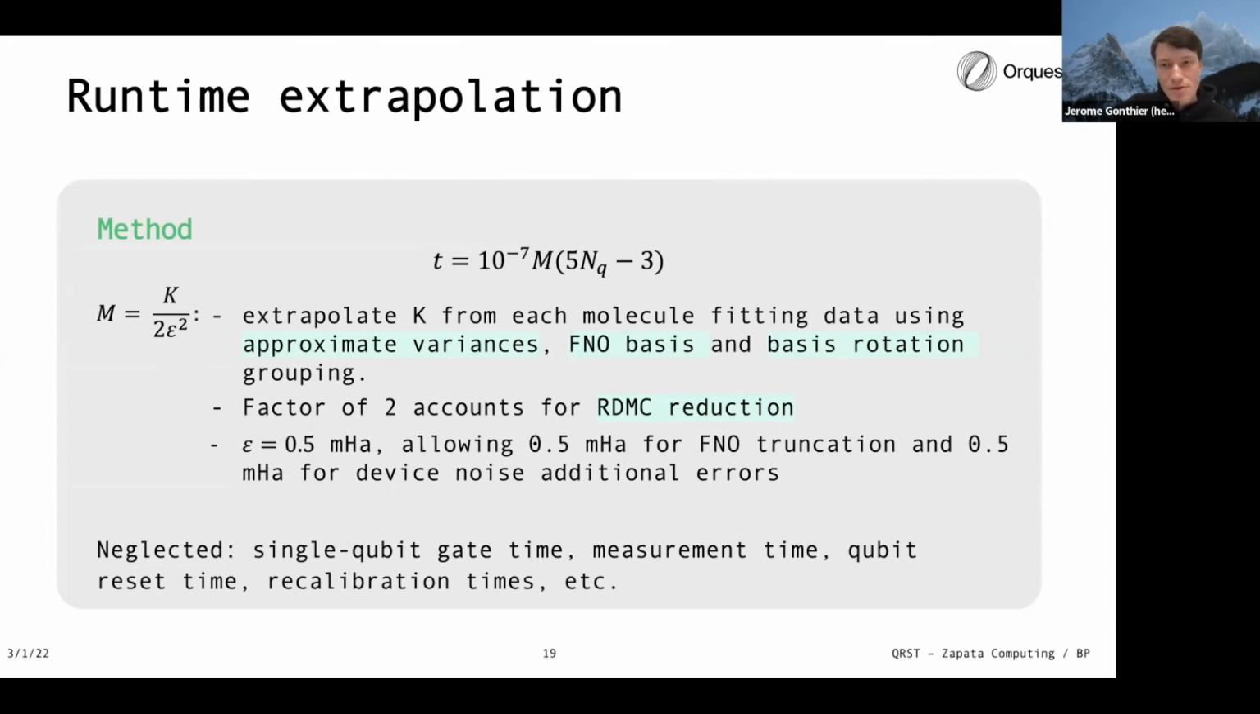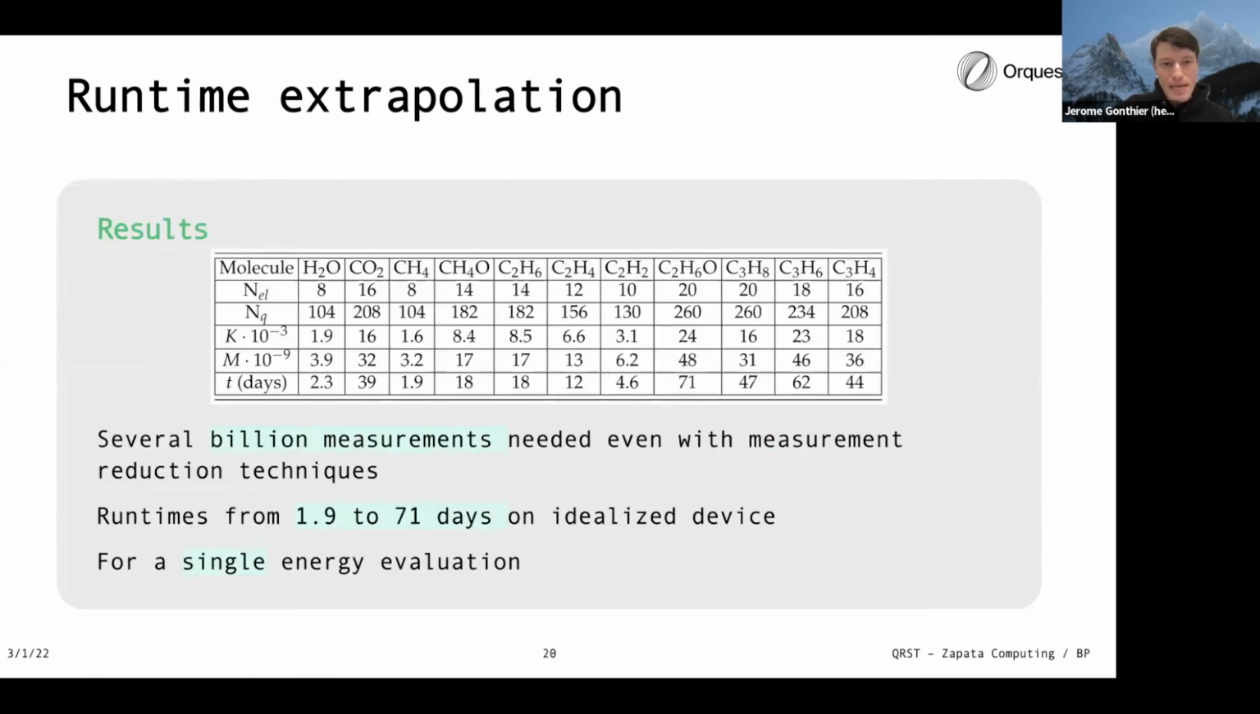So this runtime extrapolation neglects single qubit gate times, measurement times, qubit reset times, etc. So we think it's actually an optimistic runtime extrapolation. In spite of that, we see that we actually need several billion measurements for these small molecules, even with the measurement reduction techniques. And that gives us runtimes that go from 2 to 71 days on an idealized device where we didn't even take into account the effect of noise on the number of measurements. And all of that is for a single energy evaluation. So when we do VQE, we're going to need to do a lot of energy evaluations to actually optimize the quantum circuit.